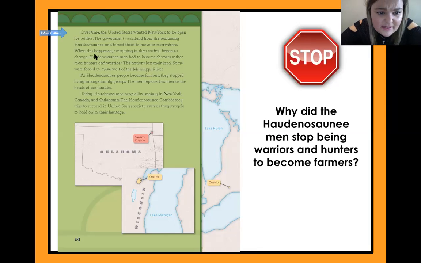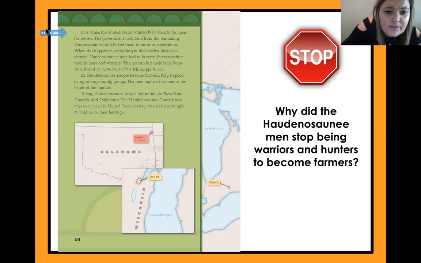So it said right there when this happened, the government took their land and forced them to move to reservations. When that happened, everything changed and they had to become farmers. The nations lost their land. Some were forced to move west of the Mississippi River.